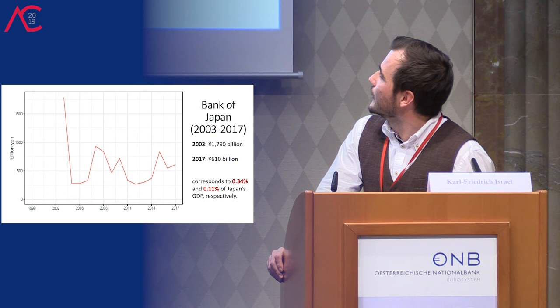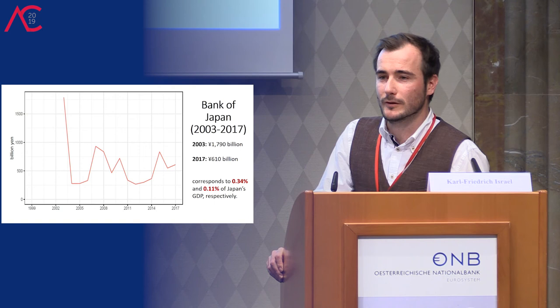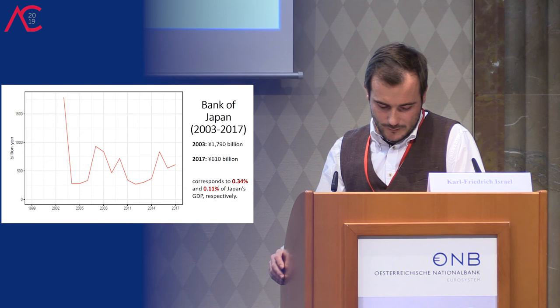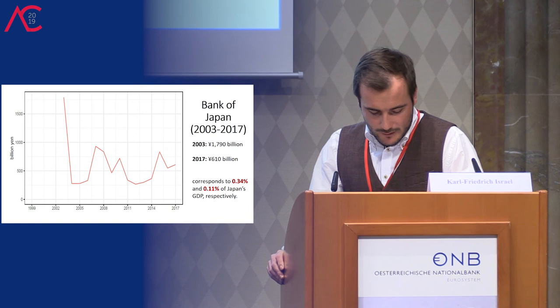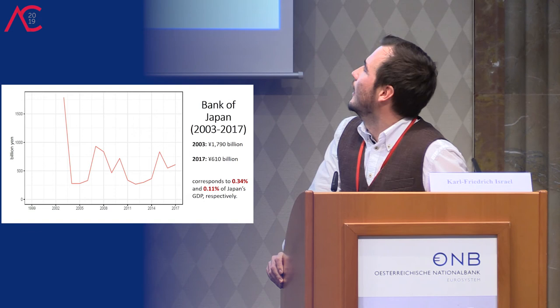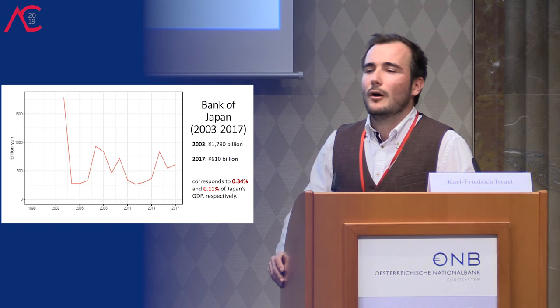Here we have the cost of the Bank of Japan, which is the most expensive of all the central banks or central bank systems relative to GDP. In 2017, the Bank of Japan had expenses of about 610 billion yen, and this corresponds to 0.11% of GDP. And then there is an outlier in 2003 where the expenses were even above our upper bound benchmark that we have calculated earlier, at 0.3% of GDP.